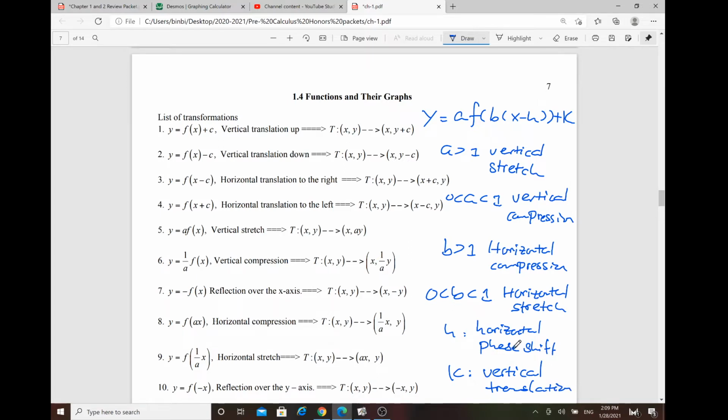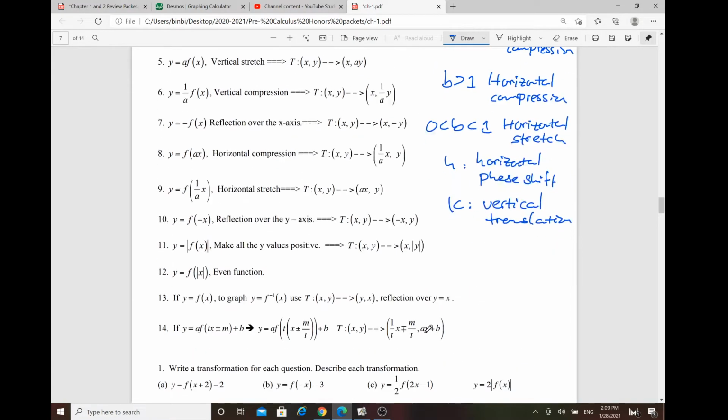Besides all this, reflections: if you see the negative sign right in front of that whole function, that means it's reflected over the x-axis. If you see the negative right next to the variable, that means it's reflected over the y-axis. Normally that's what we use for Algebra 2, transformations with any kind of function.